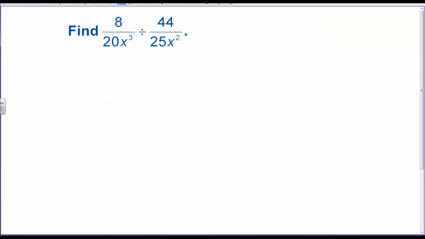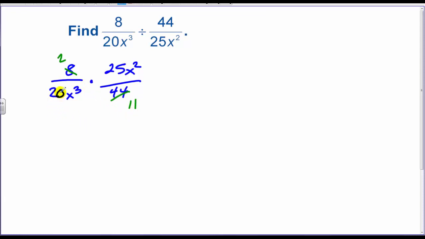Now we're going to divide these terms. Dividing rational expressions is the same as dividing fractions. I want to multiply by the reciprocal. So in this case, I have 8 over 20x cubed multiplied by 25x squared over 44. I'm going to take and reduce where I can. So the 8 and the 44, there's a 4 that goes into both. 2 times here, 11 times here.